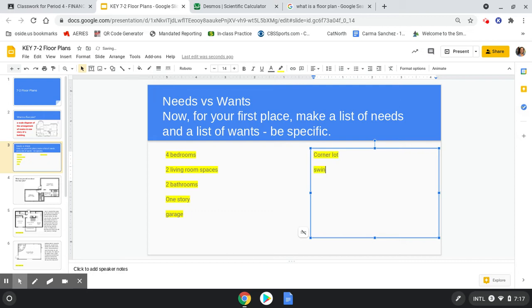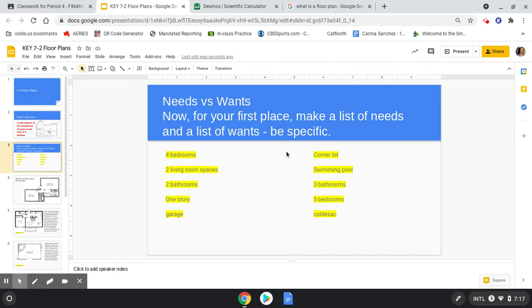I would love to have a swimming pool. I would love to have 3 bathrooms to share with my teenagers. And I'd love to have 5 bedrooms if that's possible. And I would love for it to be on a cul-de-sac. So again, needs have to have this. Wants is don't have to have it, but it's kind of my dream to have these things. Okay, so needs versus wants, make your own list of what you'd like to have in your house.